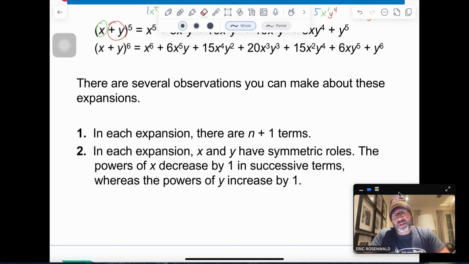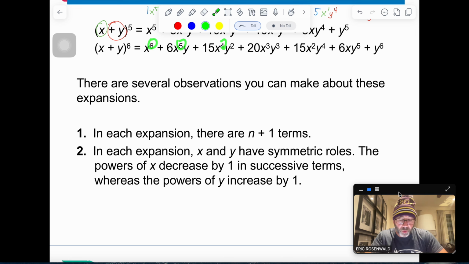The next thing we should see in this pattern is that in every expansion, x and y have symmetric roles. The power of x decreases by 1, and then the power of y increases by 1. So as I said, you can see a pattern go on here. We go 6, 5, 4, 3, 2, 1, and then none. However, going in the other direction, we go from 0, 1, 2, 3, 4, 5, 6. Okay? So that's that pattern that happens with the degrees.